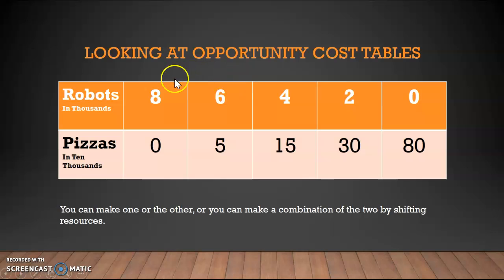So if you want to make 8 robots, of course this is in thousands, so 8,000 robots, you'd make 0 pizzas because all of your resources would be allocated to make the robots. If you decide you want to make a little bit of both, you shift your resources around to make some pizza, and you'll end up making fewer robots. And you can see how this continues down through this table all the way to the other extreme of all pizza and no robots. Again, kind of a silly example, but it works.